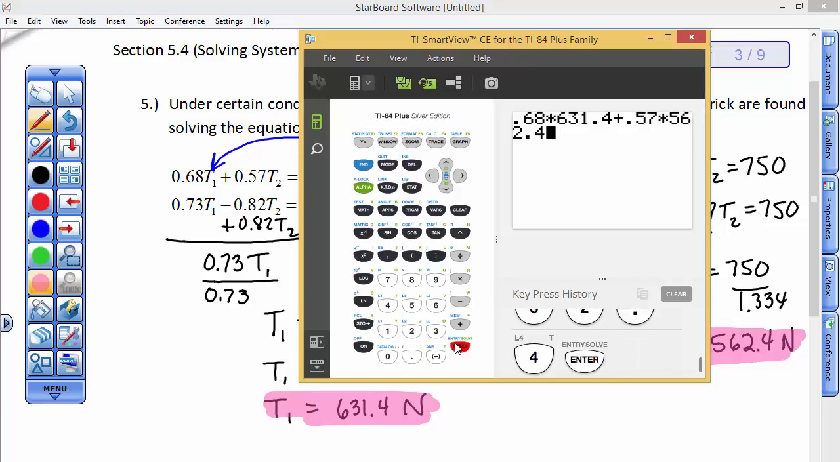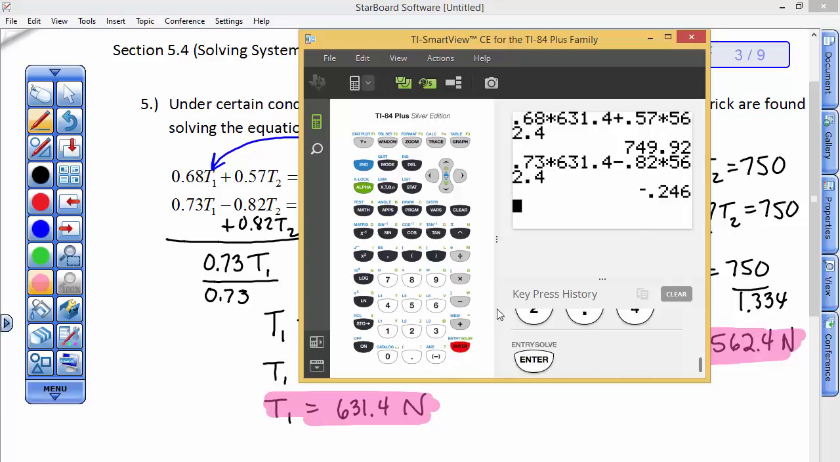And you have your paper there. It's supposed to equal 750. That's close enough. Now do the next one. So 0.73 times t sub 1, which is 631.4, and then subtract 0.82 times the 562.4, and I believe that one's supposed to equal 0, and that's close enough. So I know that I've gotten these correct.